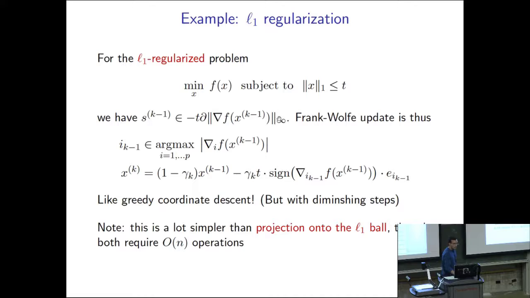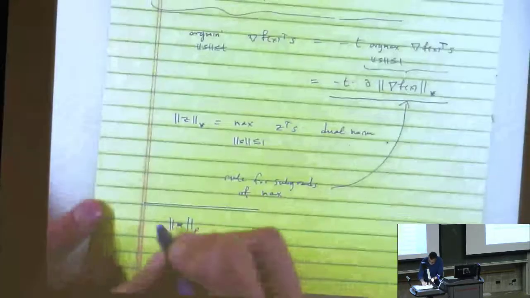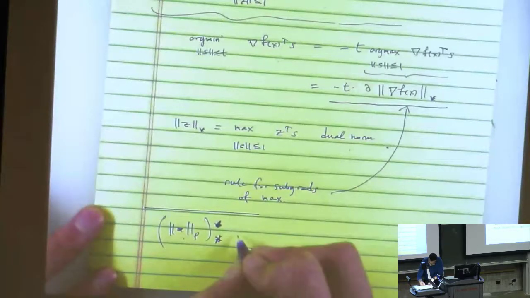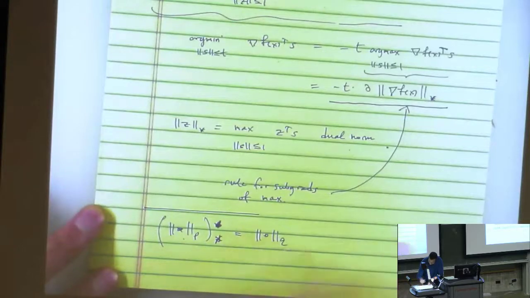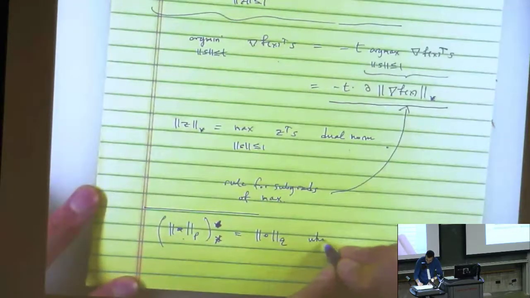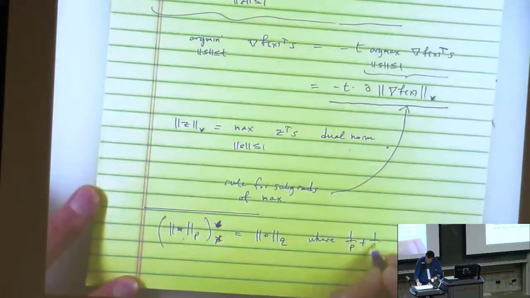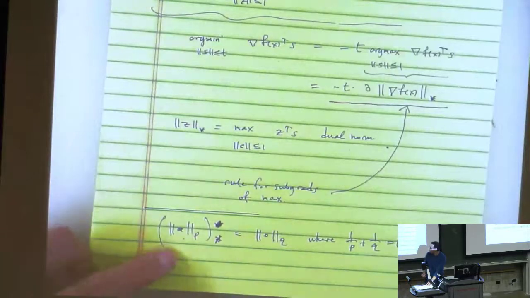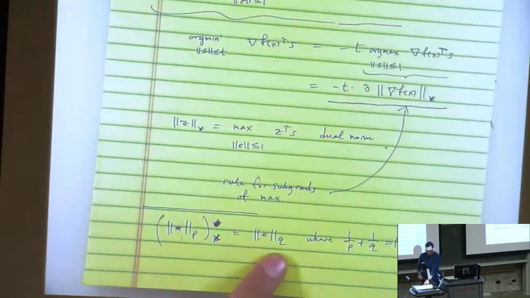So the dual of the L1 norm is the L infinity norm. That should hopefully be familiar to you at this point. Right? In general, the dual of an Lp norm is the Lq norm. So if I take the dual of the Lp norm, maybe I should write star down here, I get the Lq norm, where 1 over p plus 1 over q is 1. And so if I take p equals 1, then I need to take q equals infinity in order to satisfy this relationship.